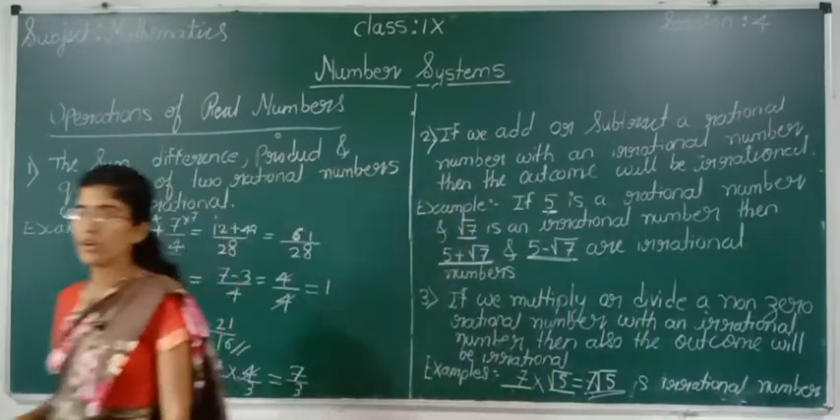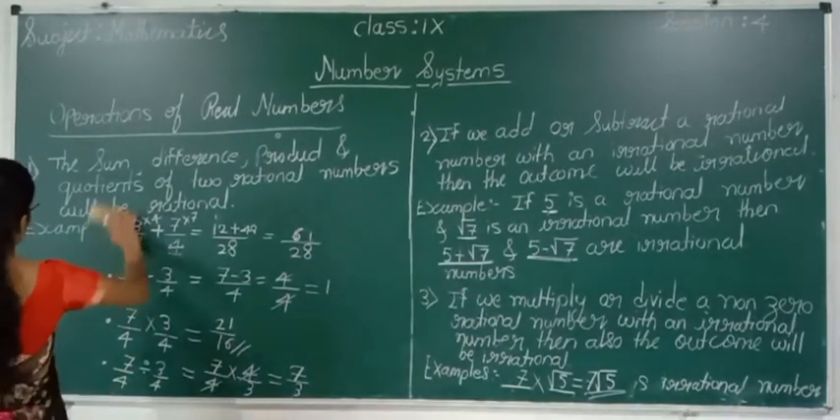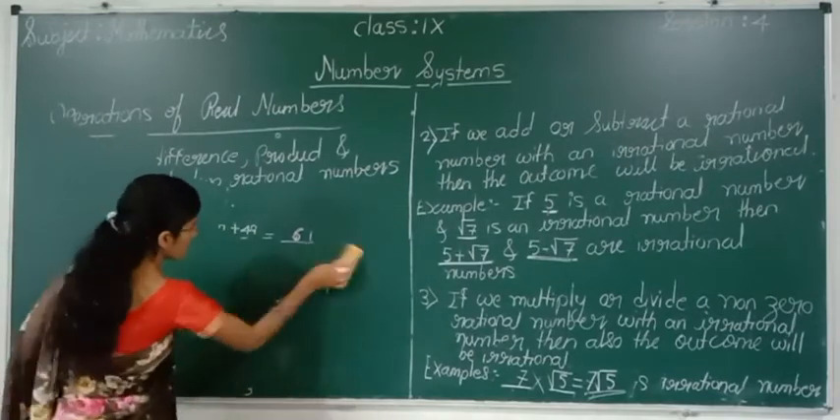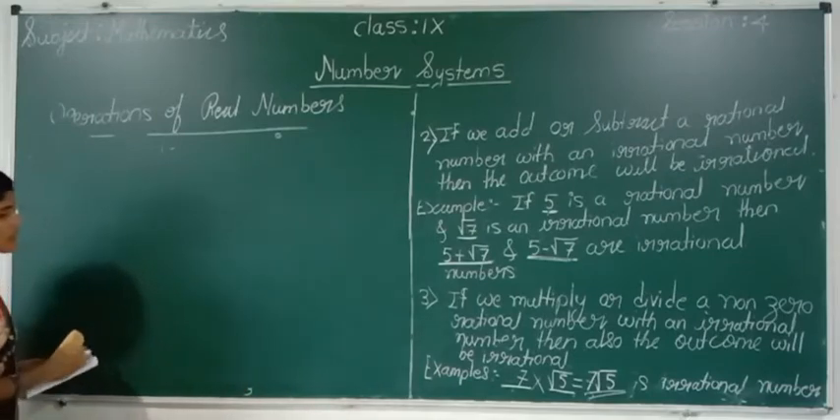Okay, now we will see for division also. So you take root 7 as a rational number, right, and root 5 as an irrational number.